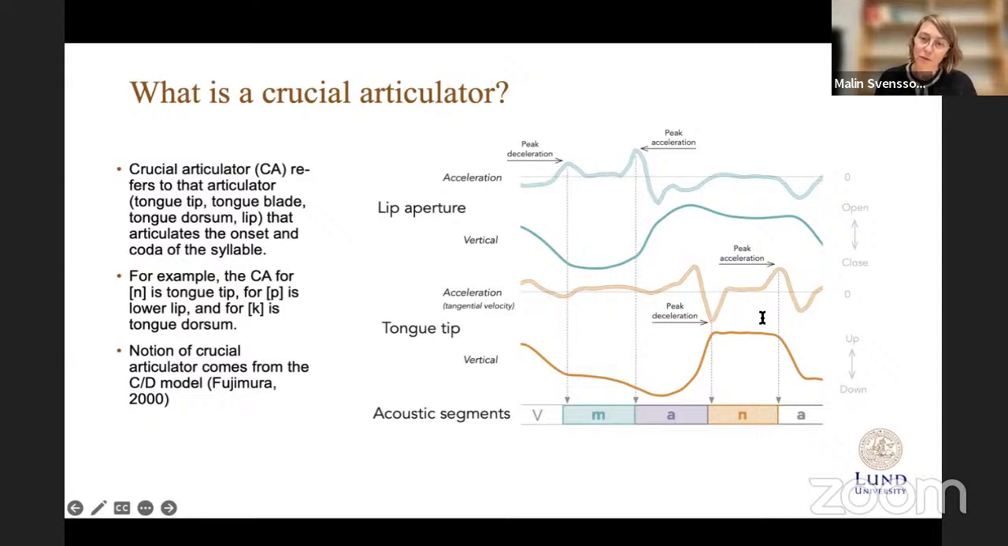Now the tongue tip is crucial for the segment N, which can be seen as the tongue tip creates a posture delimited by a rapid slowing down, a deceleration peak, and afterwards a rapid gaining of speed, an acceleration peak. This time the lips are the non-crucial articulators. They're still moving, and there is some kind of posture, but with almost no change in velocity, which is evident by the acceleration signal. When we compare these two consonants, we see that the deceleration and acceleration peaks of each of the crucial articulators align very nicely with the acoustic segment boundaries in the bottom of the figure.